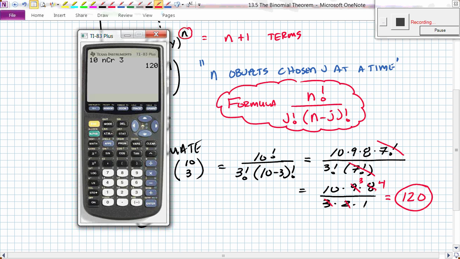Good. There are 120 different teams we could make from 10 people choosing 3 of them, which seems crazy. And 100, 947. Correct.